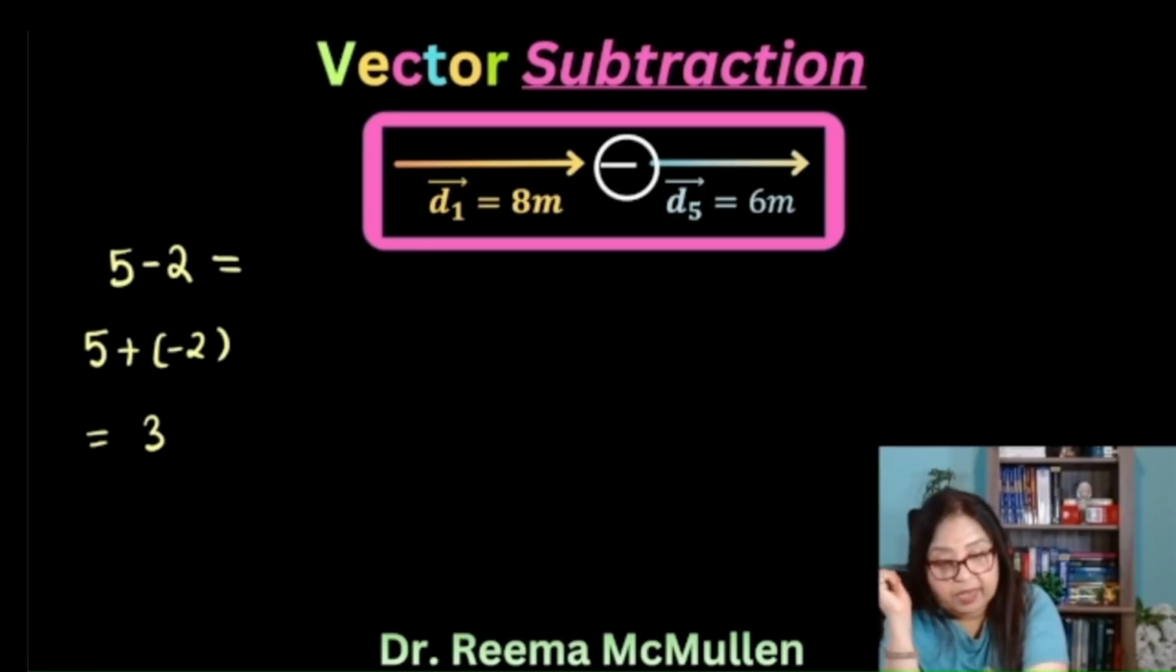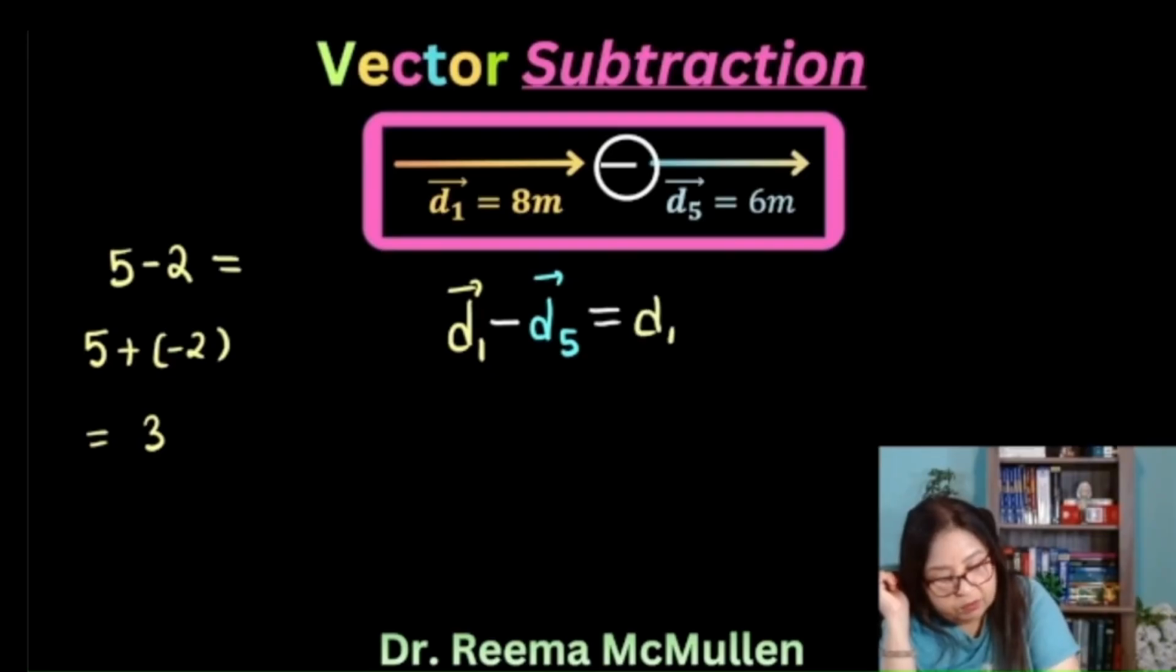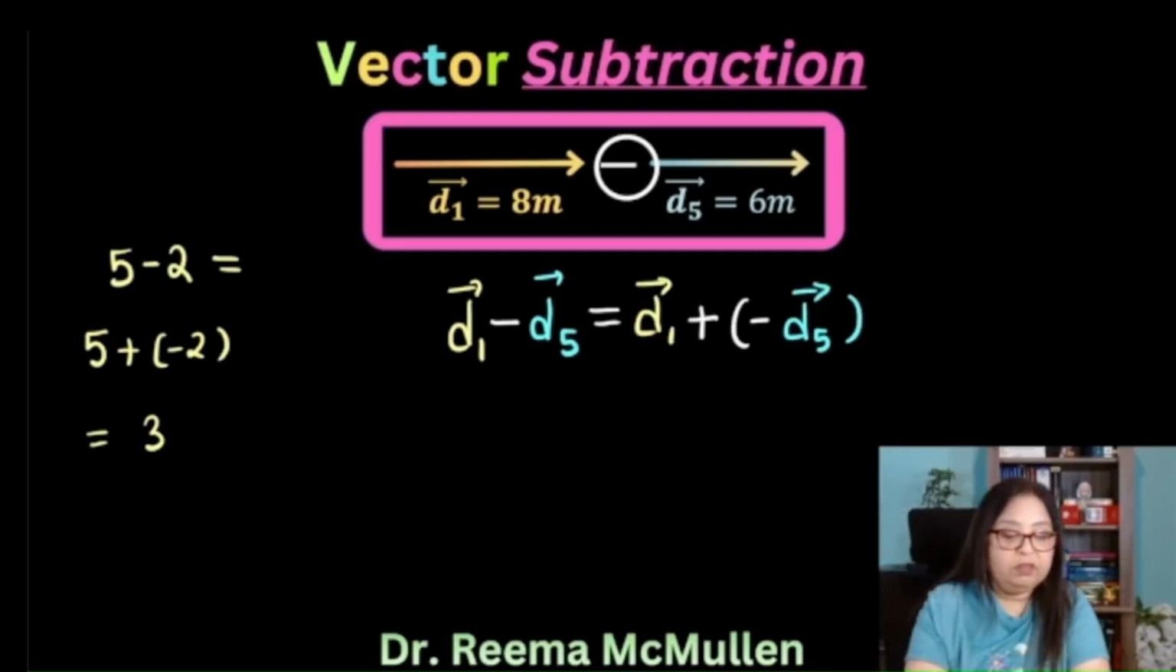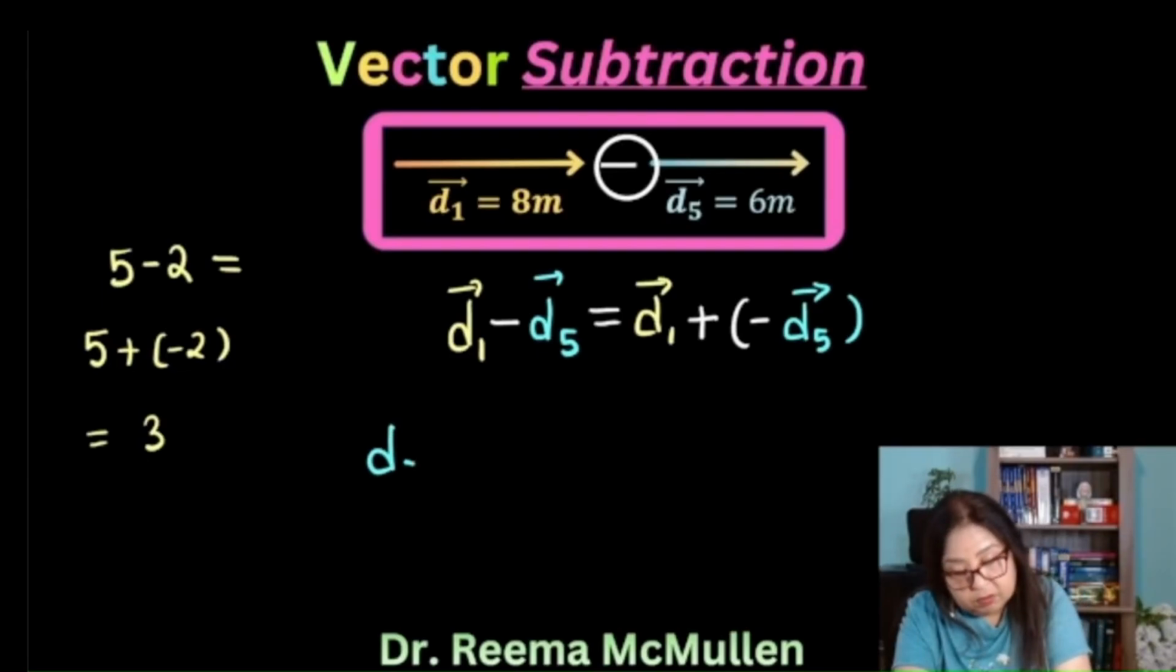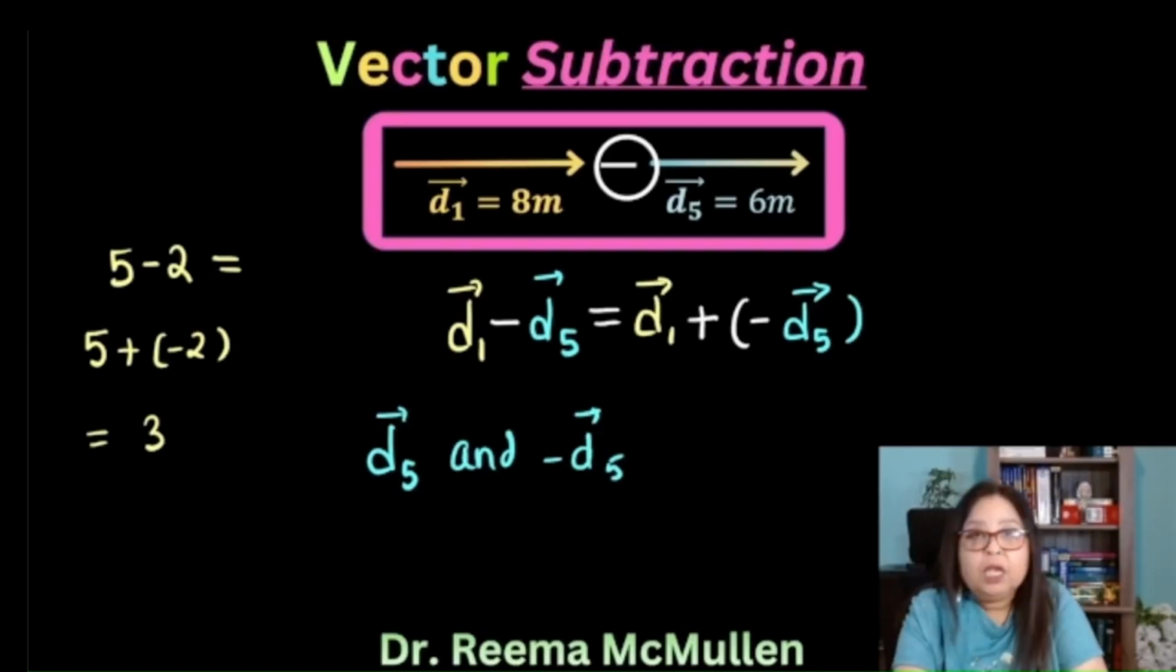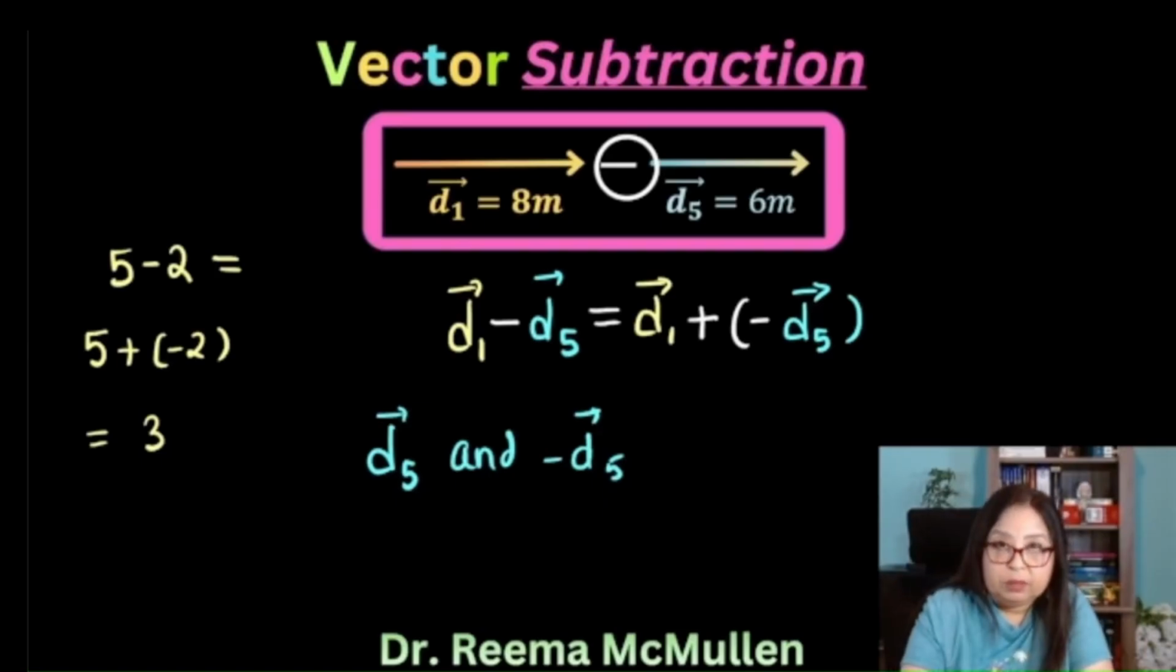In other words, instead of doing D1 minus D5, this is my D1. I'll keep it the way it is. To that, I'm going to add the negative vector of D5. Now, what's the difference between D5 and minus D5? The only difference is the direction. The magnitude of D5 and minus D5, these are negative vectors of each other, is going to be the same.